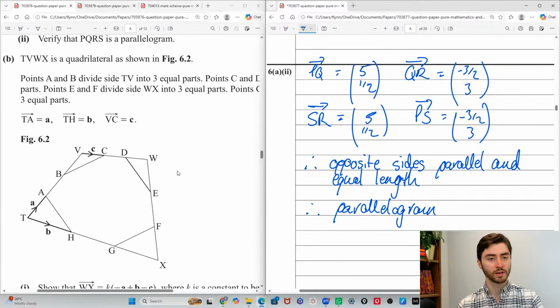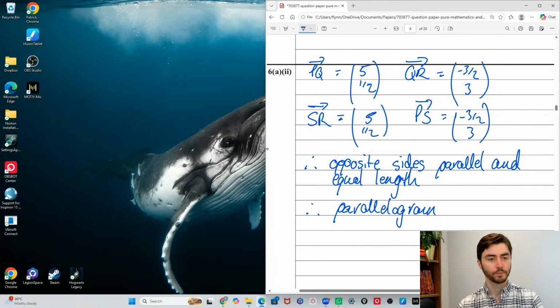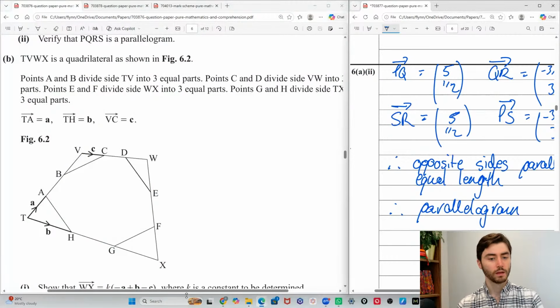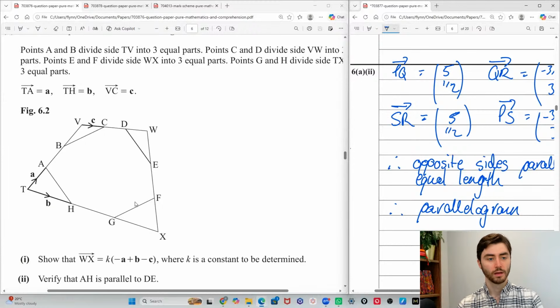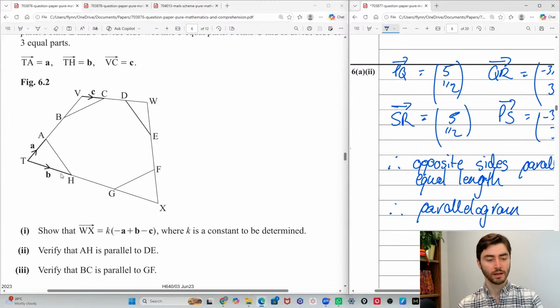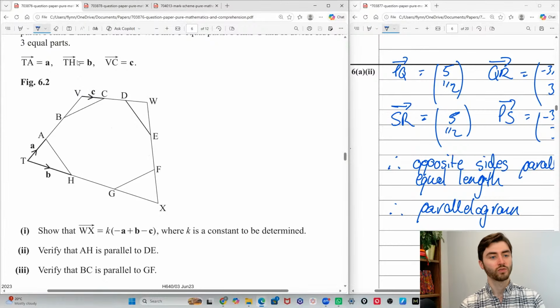TVWX is a quadrilateral. Points A and B divide that into 3 equal parts. C and D divide that into 3 equal parts. Okay. So T to A is a. So what I would do is I would draw on all my local vectors just so I don't get lost.